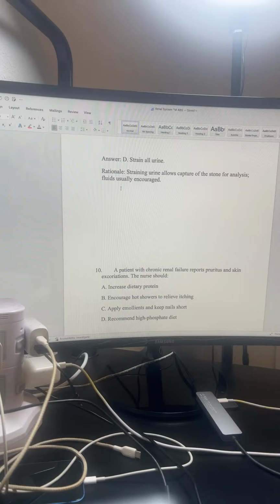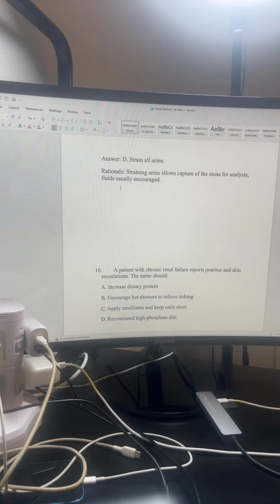What are you going to be doing? Ahmad says D, recommend high phosphate diet. Everyone else is saying C, apply emollients and keep nails short. What is happening with this patient? Why is the patient having the pruritus? C, maintain skin integrity. Okay.